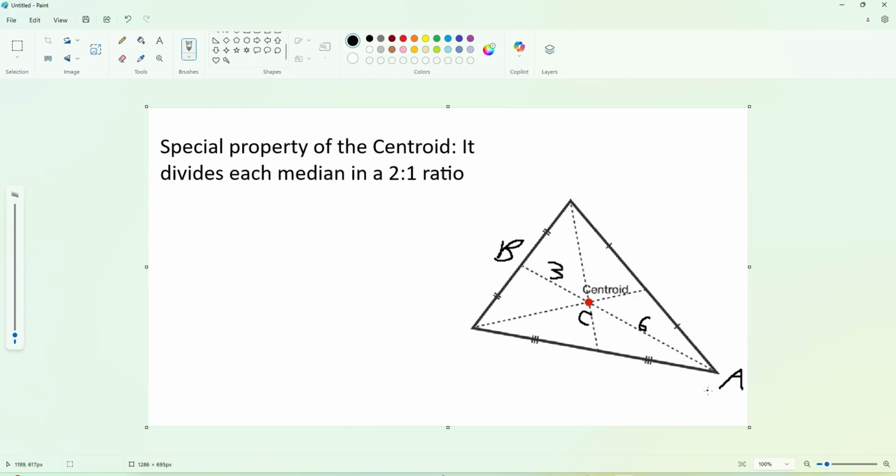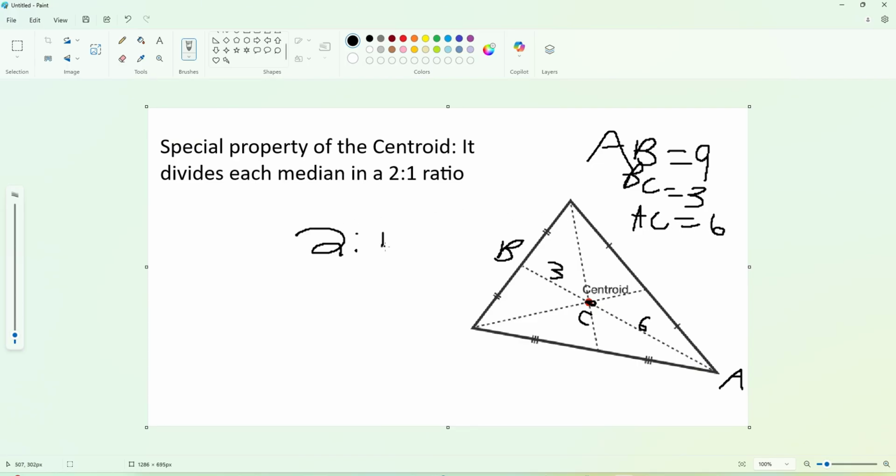One final thing that I would like to say is that a centroid has a special property. It divides each median into a 2-to-1 ratio. Let's take, for example, the median AB. Now the centroid here, you see that segment BC is 3 and segment AC is 6, meaning that AB is 9, and BC is 3, AC is 6. And notice how it was turned into a 2-to-1 ratio.